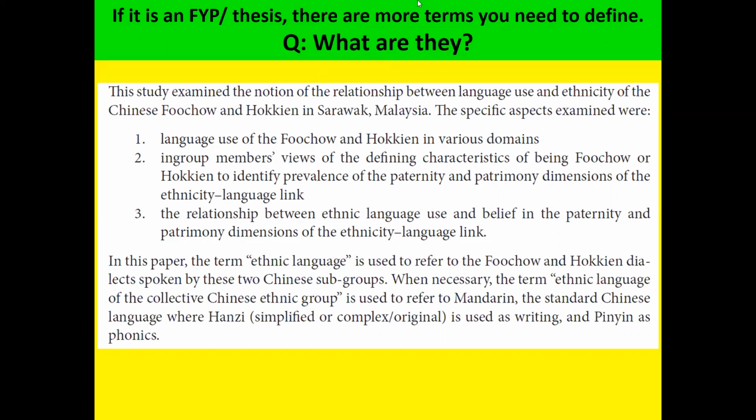So if it is in the FYP or thesis, there are more terms you need to define. If you look at this example here, can you tell me what other terms or constructs need to be defined? Hokkien and Fuzhou, yes, need to define. Thank you, Bill. They need to be defined because people do not automatically understand what they refer to.